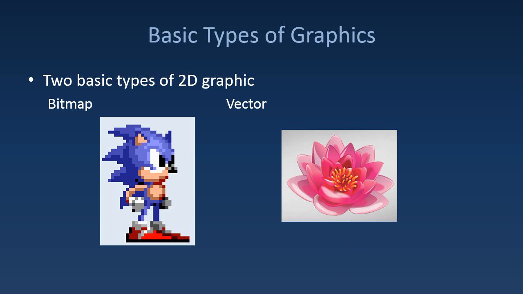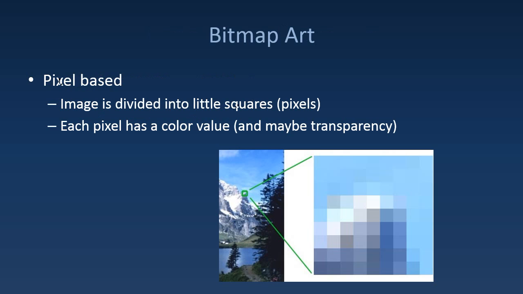The other kind of art is bitmap art. And bitmap art stores a picture by breaking it into little squares, called pixels, and storing a color value for each pixel. And those colors are represented numerically, so each pixel turns into a number that represents its color.